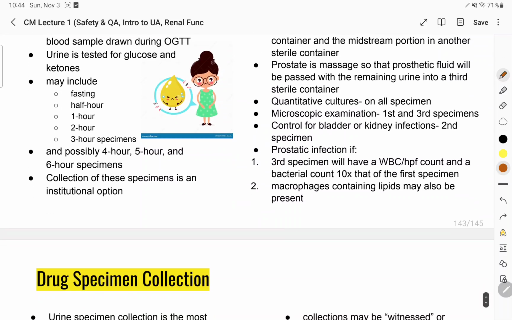Okay? So how do we know if it is a prostatic infection? The third specimen will have a WBC per high power field count and a bacterial count 10 times that of the first specimen. So the bacteria in the third specimen, after the massage, will be much more than in the first. And also you can see macrophages that contain lipids. Okay.